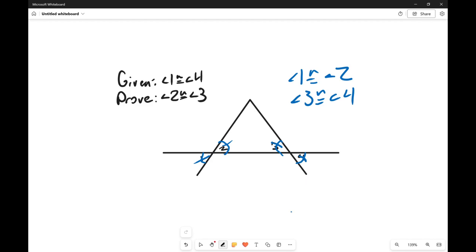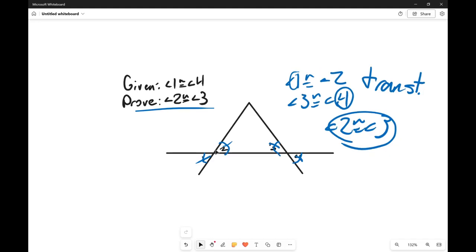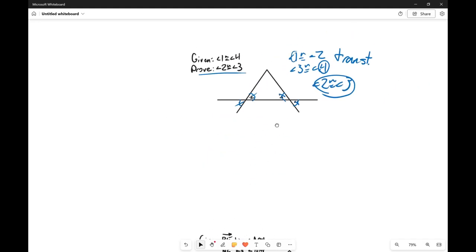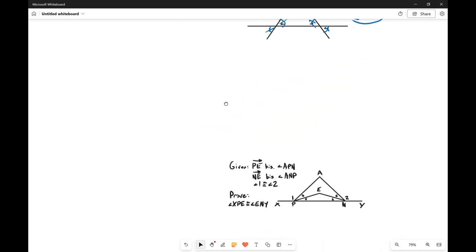That means you can do transitive. That's kind of a weird abbreviation, sorry. Anyway, if 1 and 4 are the same thing, then you can just swap those out and say that angle 2 is congruent to angle 3. And that would be your proof. I think that one would be a 3-step proof, by the way. I'm not actually doing the columns yet.